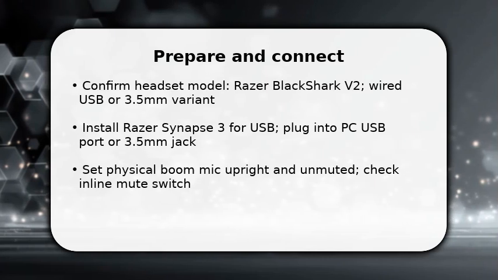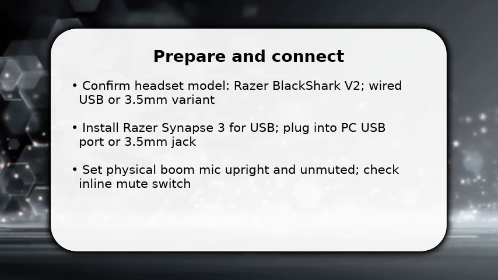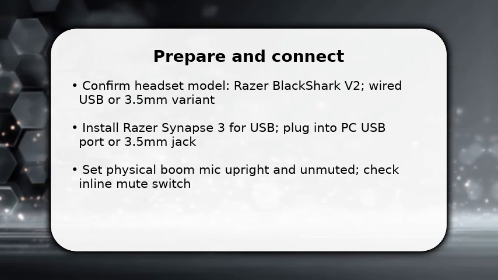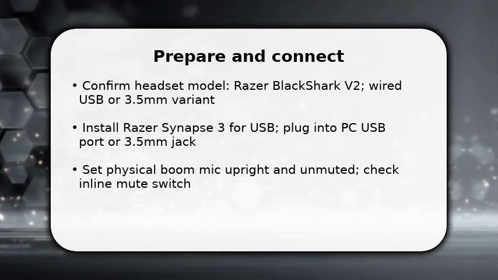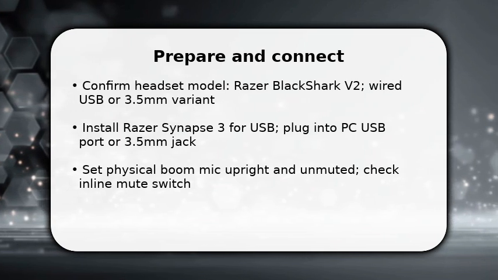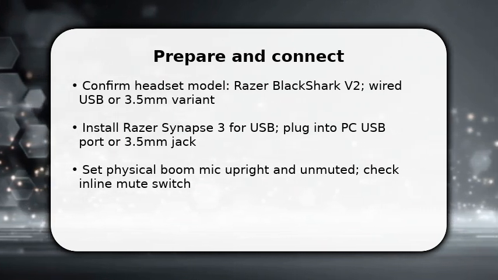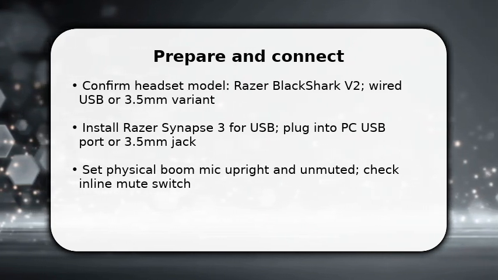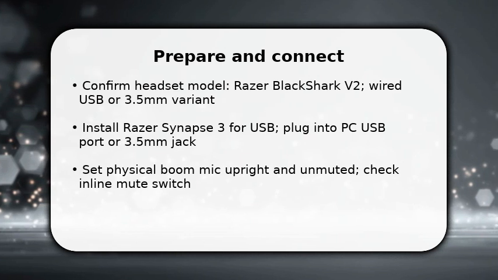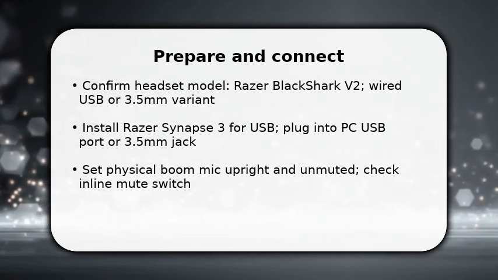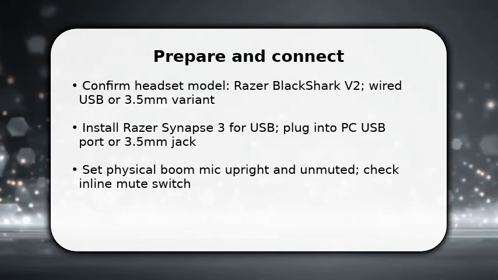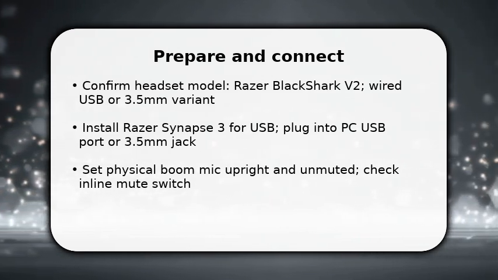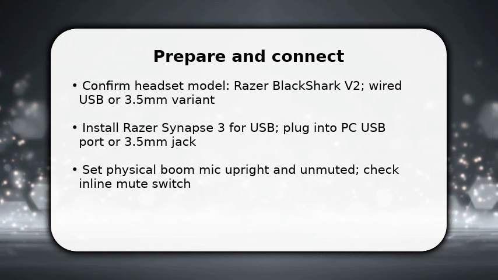You start by preparing the headset and software. Plug the BlackShark V2 into the correct port, USB for digital audio or 3.5 mm for analog, and install Razer Synapse when using USB. Once done, position the boom mic near your mouth and ensure the inline mute isn't engaged. You do this because digital inputs give full mic control in Synapse. Analog relies on OS levels. Make sure Windows recognizes the device before moving to settings.